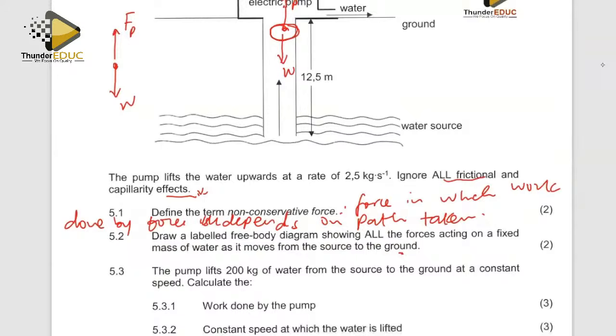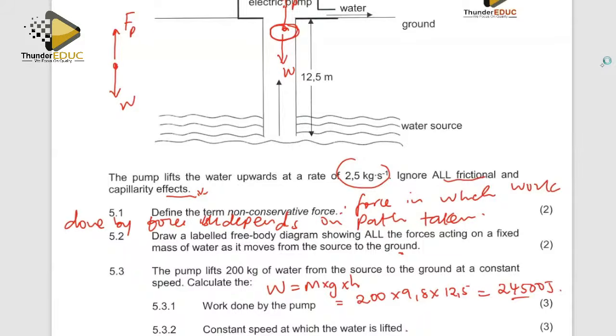Then 5.3, because they told us the pump lifts 200 kilograms of water from the source to the ground at a constant speed. Calculate the work done by the pump. We know that the work done is the mass multiplied by gravity multiplied by the height, which is 200 multiplied by 9.8 times the 12.5. This gives us 24,500 joules.